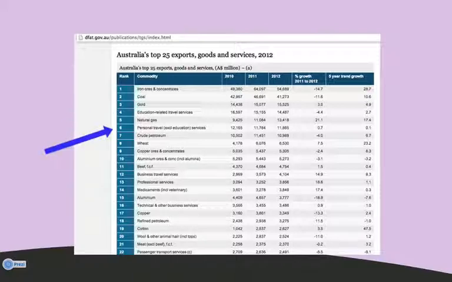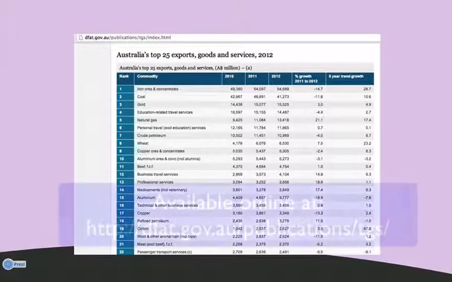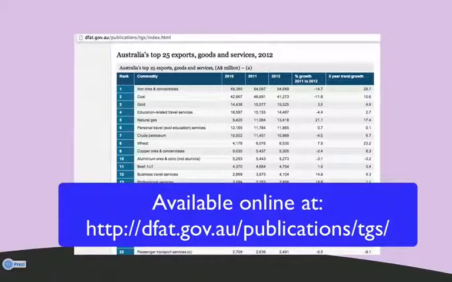Similarly, at number 6, we have personal travel services, excluding education, which captures primarily tourism. And again, number 12, we have business travel services. So the service sector features very strongly in the top echelon of Australia's exports. Education certainly is above traditional items like wheat, beef, and also copper. The URL dfat.gov.au allows you to explore this in more detail at your leisure.